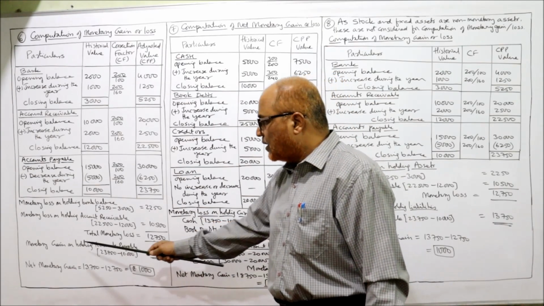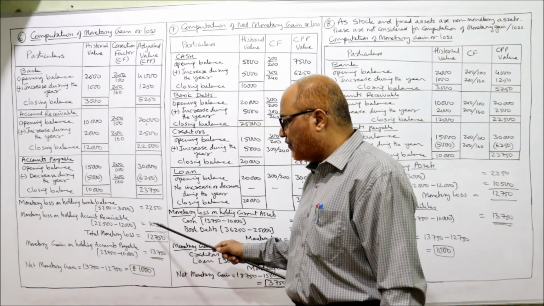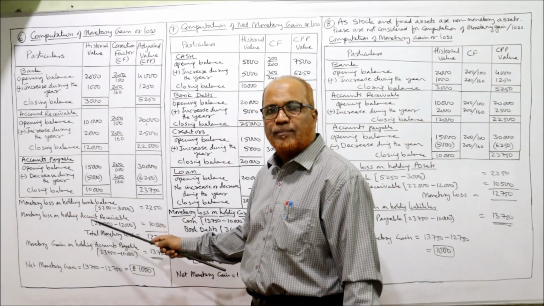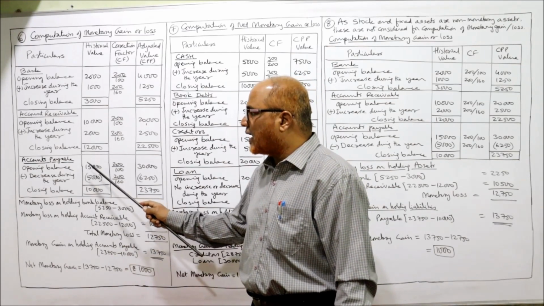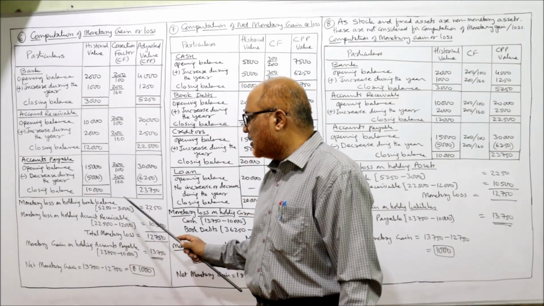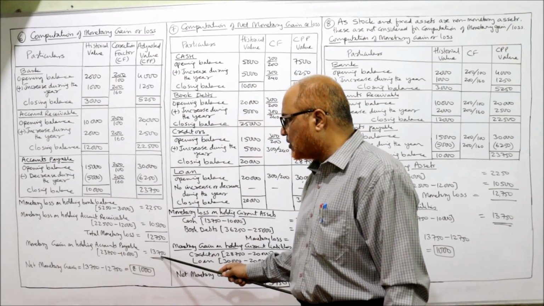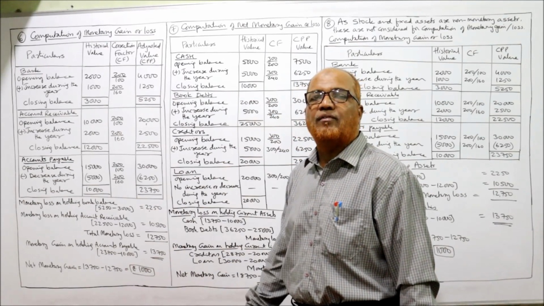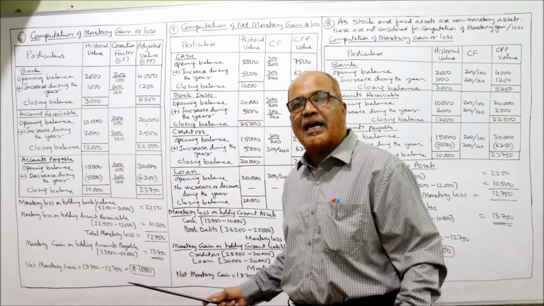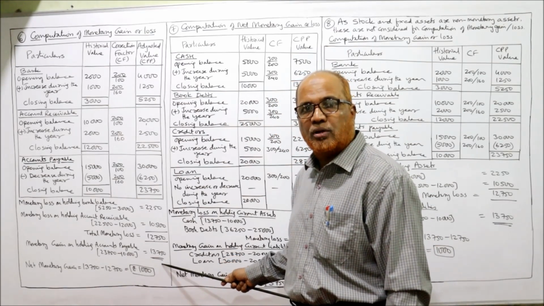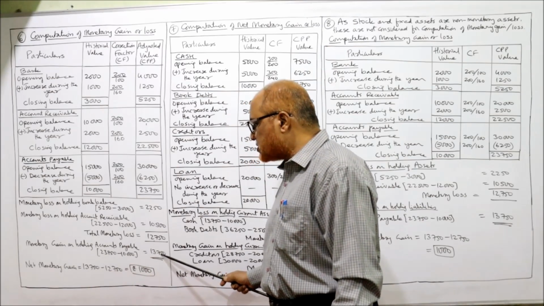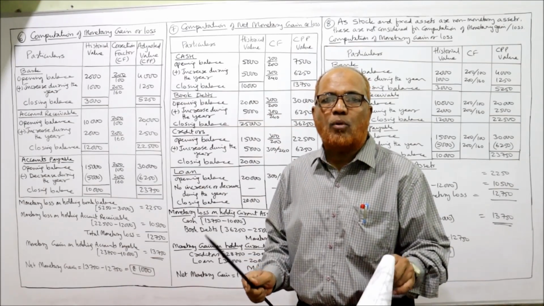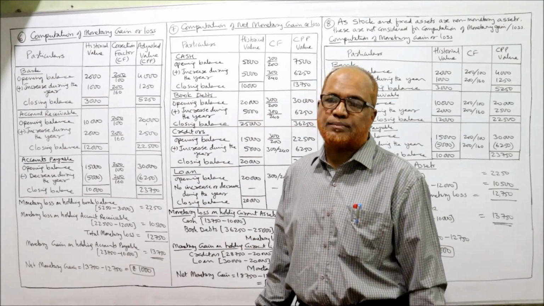That's all. Now, total monetary loss. So 2,250 plus 10,500, 12,750 is the monetary loss on holding bank balance and account receivable. On holding accounts payable, there's a monetary gain. So 23,750 minus 10,000, 13,750. 13,750 is the monetary gain and 12,750 is the monetary loss. So which is more? Gain is more or loss is more? Gain is more. So net monetary gain 13,750 minus 12,750, 1,000 rupees. That's all. This is the ultimate monetary result at the end of 2000.